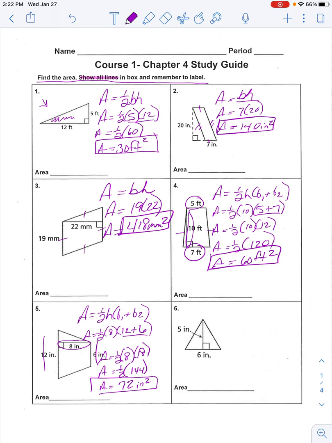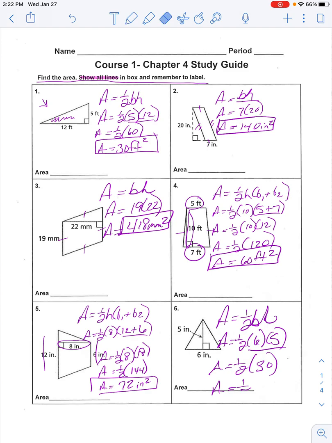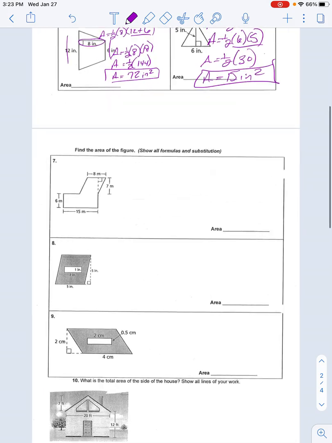And finally, number 6, name that shape. We should know that's a triangle. One half base times height. Base is 6, height is 5. 6 times 5 is 30, half of 30 is 15 square inches. Okay, so show all lines. Formula goes on the top line, then substitute, then start solving.